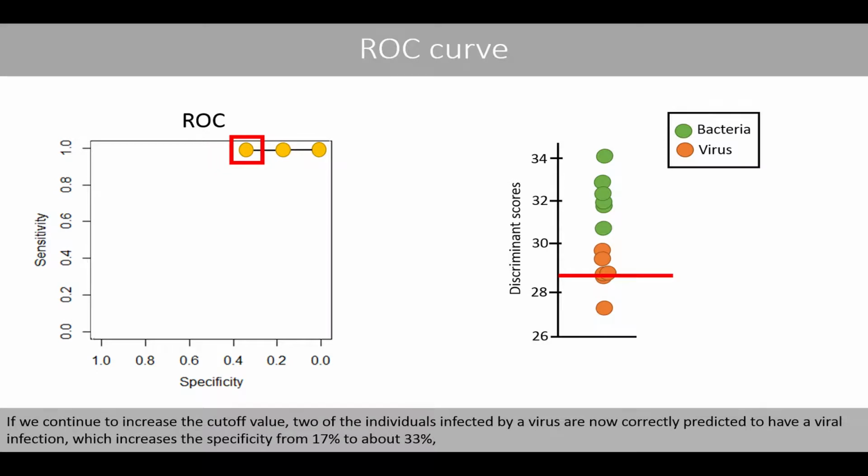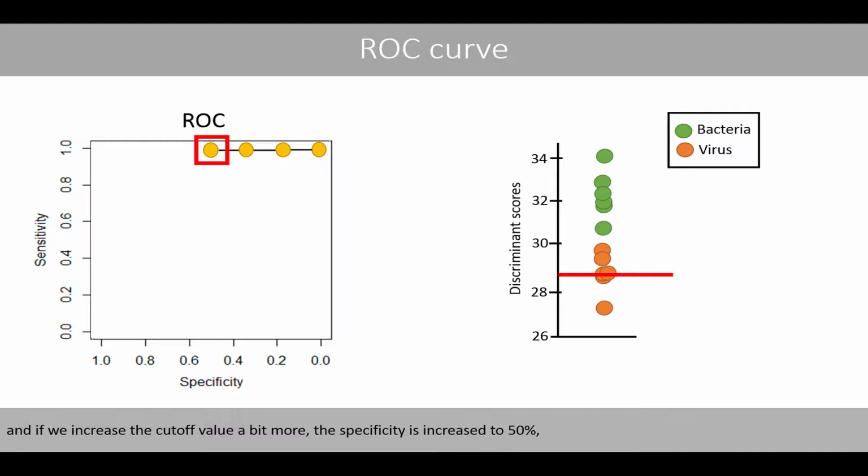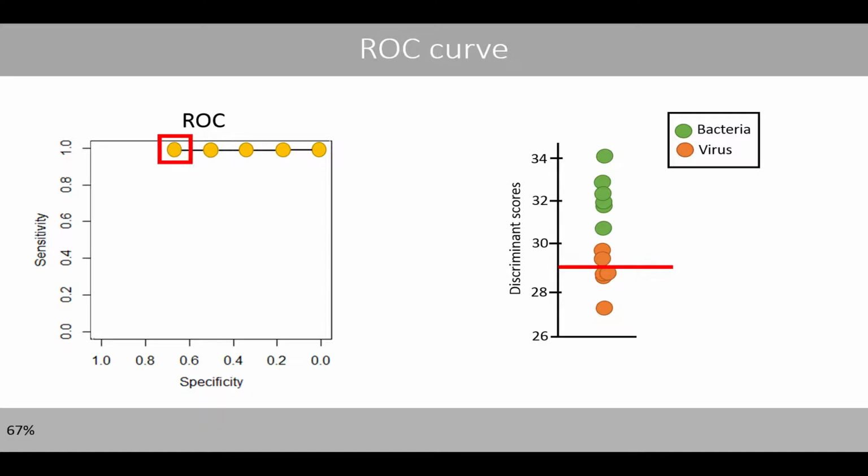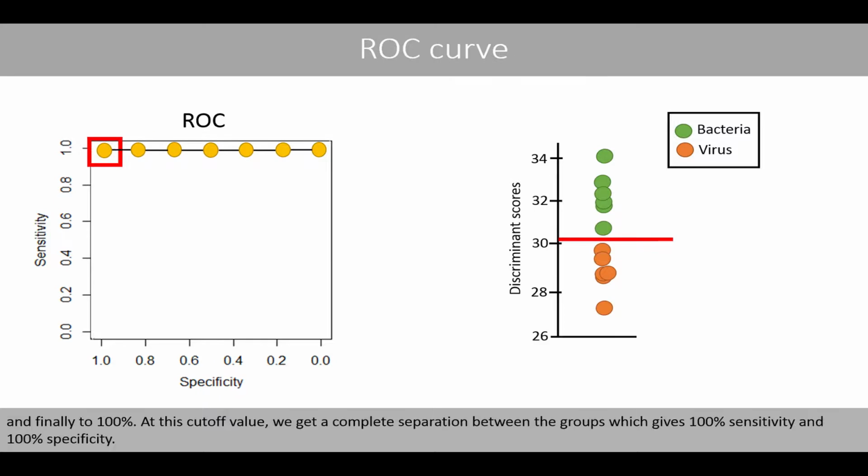If we continue to increase the cutoff value, 2 of the individuals infected by a virus are now correctly predicted to have a viral infection, which increases the specificity from 17% to about 33%. And if we increase the cutoff value a bit more, the specificity is increased to 50%, 67%, 83%, and finally to 100%. At this cutoff value, we get a complete separation between the groups, which gives 100% sensitivity and 100% specificity.